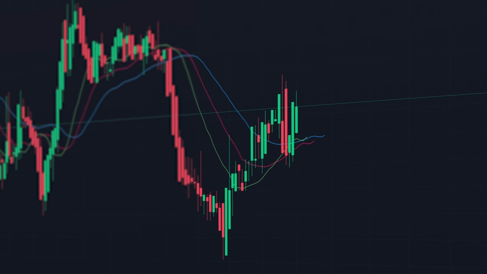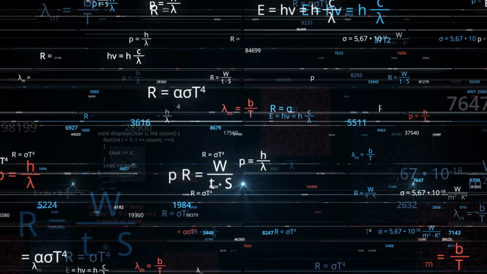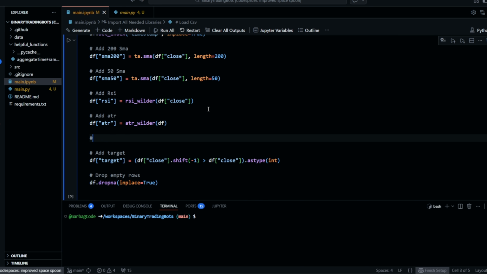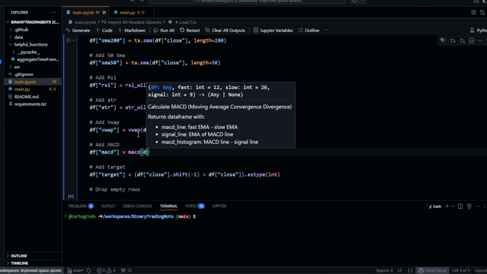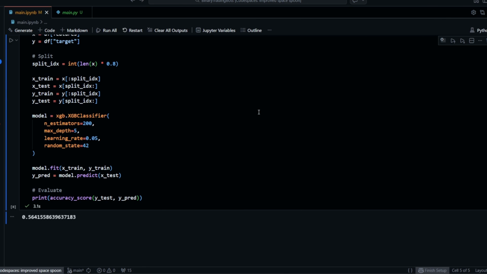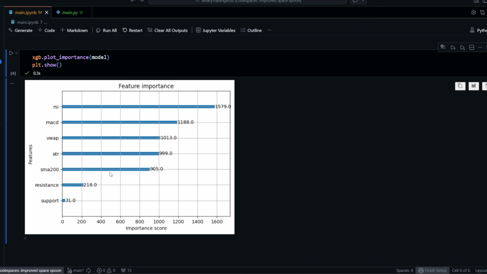So moving on, I added technical indicators. These are mathematical transformations of price data that are supposed to reveal hidden patterns. I threw in the whole gang: SMA, RSI, ATR, VWAP, MACD, support and resistance levels, 6 features in total. We trained the model and pulled up the results. 56.4% accuracy. Okay, now we're cooking. Small improvement, but improvement. And the feature importance chart was genuinely interesting.